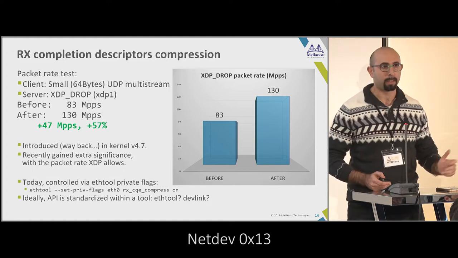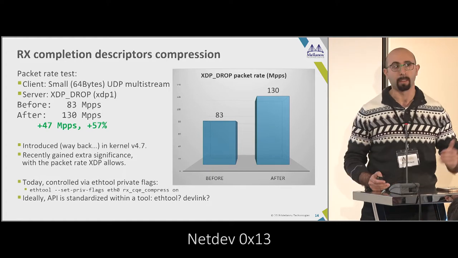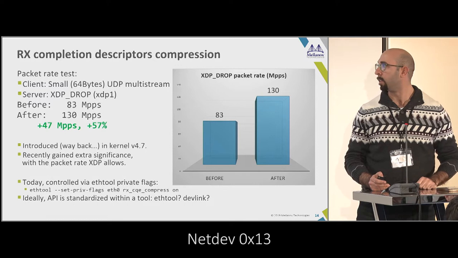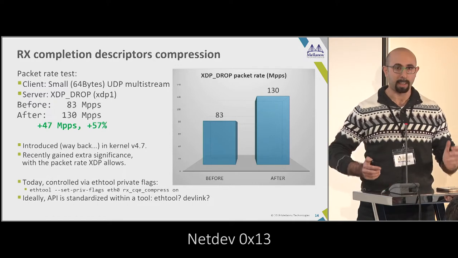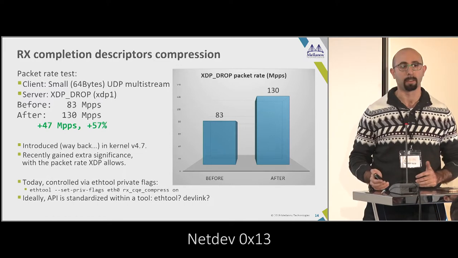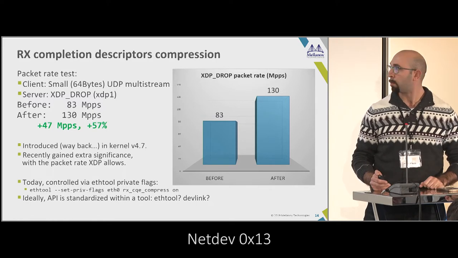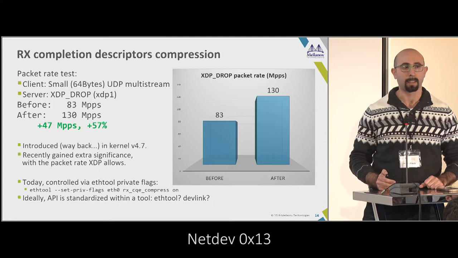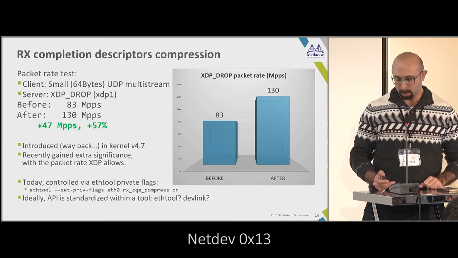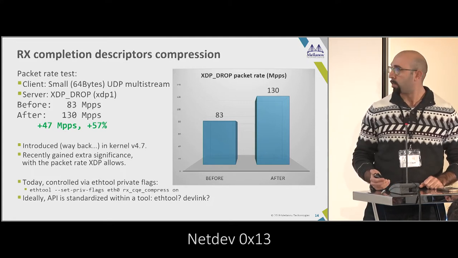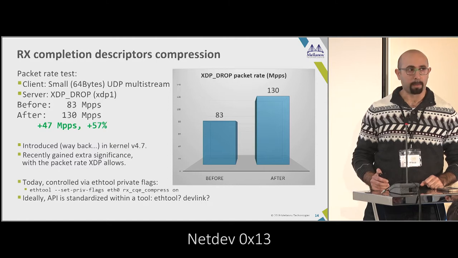Now, the quick compression feature was implemented and introduced back then in kernel 4.7, but it gained extra significance when the software now allows reaching this packet rate with small packets. So this is thanks to XDP. Today, this feature is controlled via a private flag.